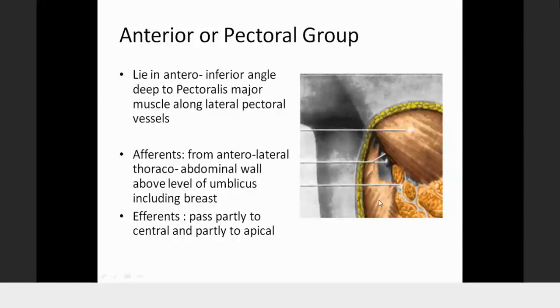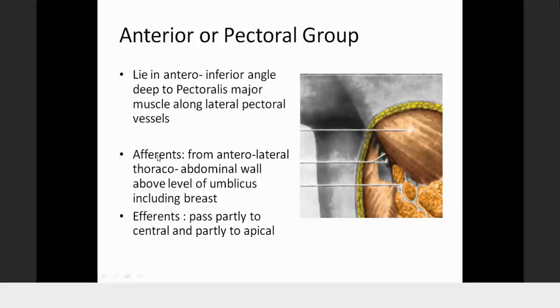Which is this muscle? Can anybody tell this muscle? Which muscle is this? Anterior. Yes, this is serratus anterior. And this is the part of breast, the fat present in the breast.